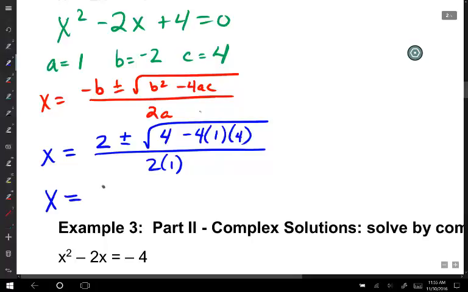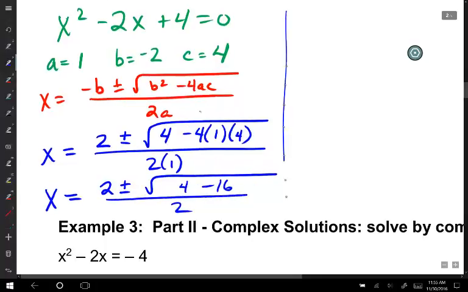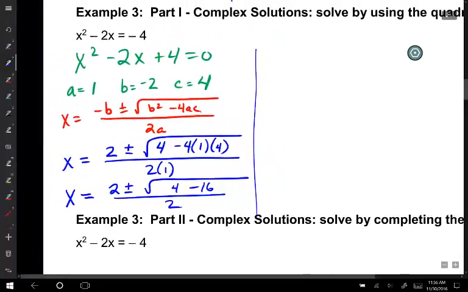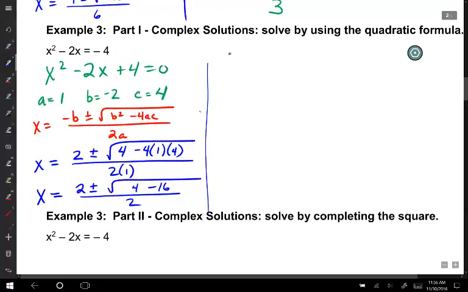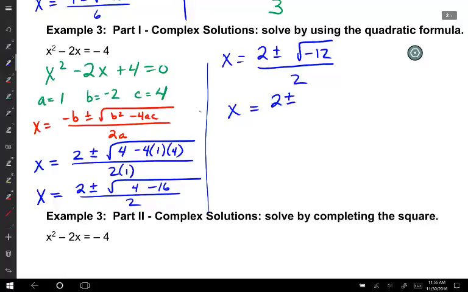All right, so I've got 2 plus or minus the square root of 4 minus 16 all over 2. 4 minus 16 is 12. So 2 plus or minus the square root of negative 12 over 2. All right, so here we are at the crux of the problem. How do I deal with the square root of negative 12? There's a couple things we need to do here. What's one of them? Paul?